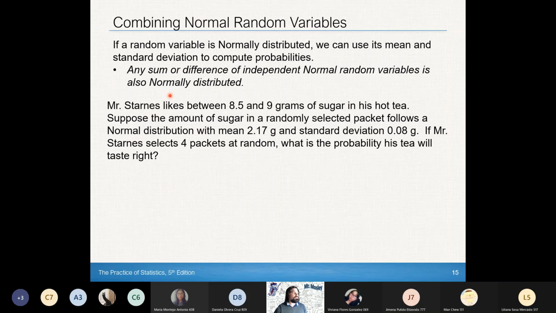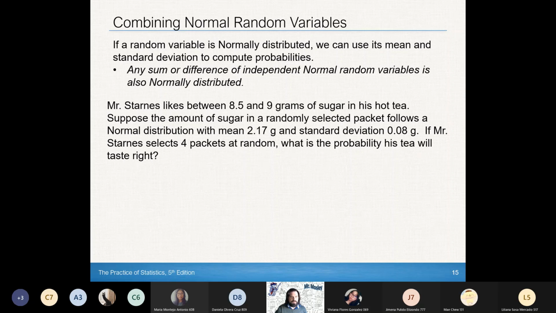Right. So our example here, Mr. Starnes likes between 8.5 and 9 grams of sugar in his hot tea. Suppose the amount of sugar in a randomly selected packet follows a normal distribution with mean 2.17 grams and standard deviation 0.08 grams. If Mr. Starnes selects 4 packets at random, what is the probability his tea will taste right?